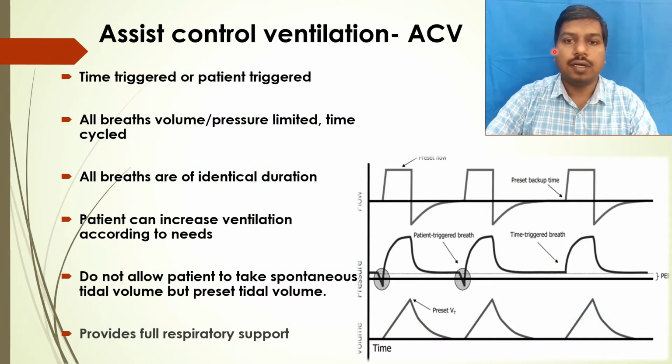Assist controlled ventilation can be either time triggered or patient triggered, but all the breaths are of identical duration, and it is volume or pressure limited and time cycled by the machine. So all the breaths are of identical duration, and the patient can increase the ventilation according to the ventilatory need of the patient. And it does not allow the patient to take spontaneous tidal volume, but a preset tidal volume only. But patient can control the respiratory rate.